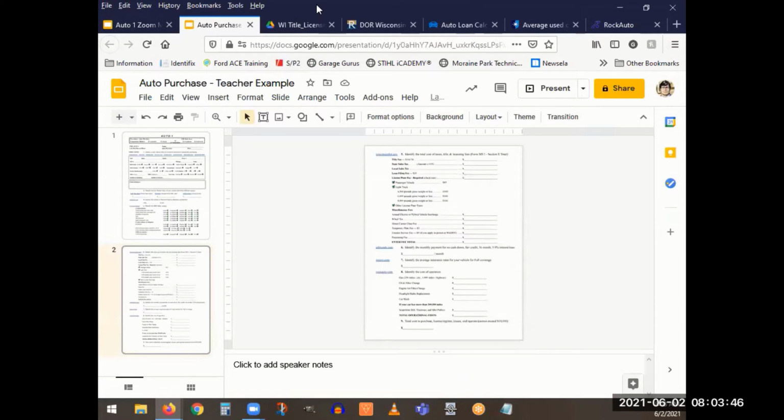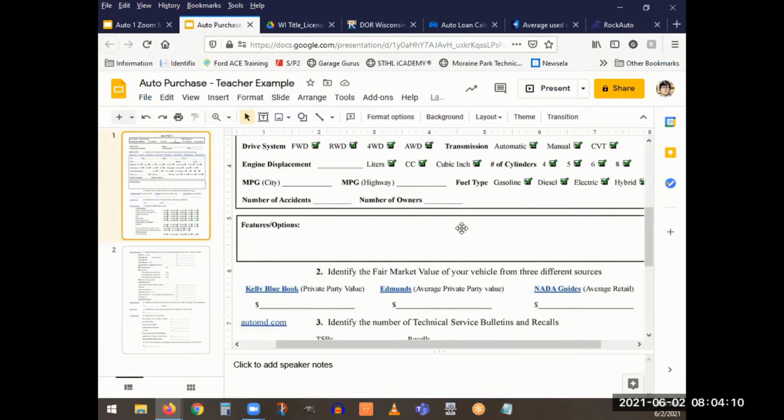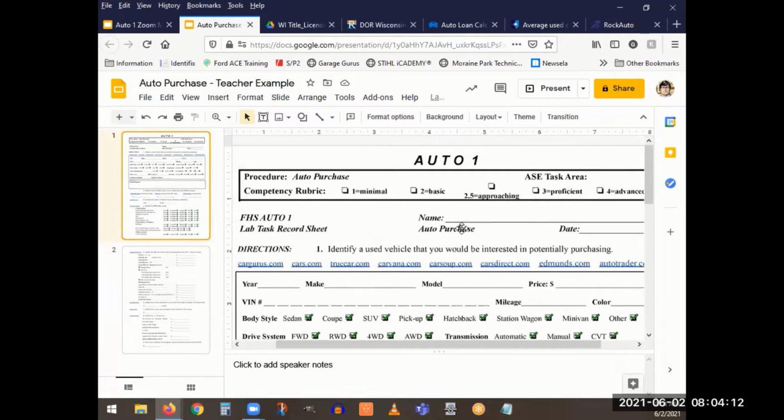All right, to jump in today, so that we can give you guys plenty of time to work on this in class. The first page, which I said we started covering yesterday, I did a generic overview of the whole assignment yesterday. But we really focused in on the first page, which is essentially going to end up being selecting a vehicle that you are interested in potentially purchasing.